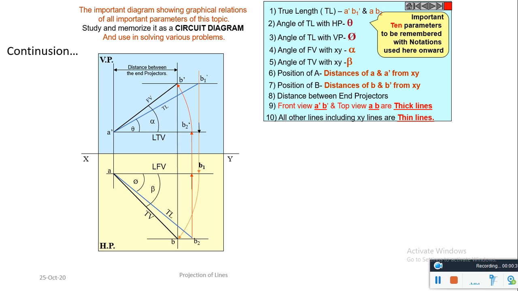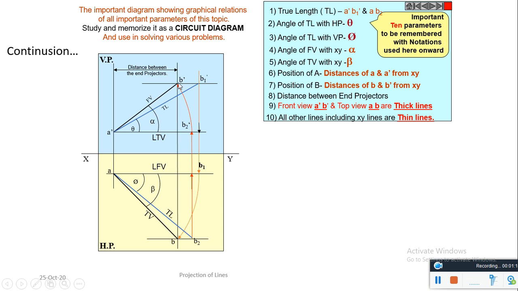The main 10 parameters are true length. Here A dash B1 dash and A B2 are the true lengths. Angle of the true length with HP, that is theta. Angle of the true length with the VP, that is phi, which are called the apparent angles. The angle of front view with XY line is called alpha, and the angle of top view with XY line is called beta.